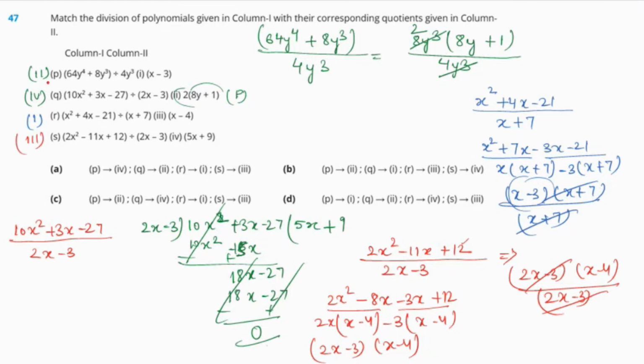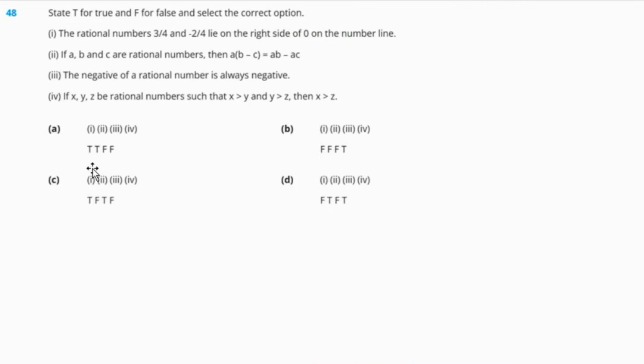So now we are getting second, fourth, first, third. Okay, second, fourth, first, third, which is option C. So option C needs to be the correct answer. Now the next one. We need to state whether the given statements are true or false on the basis of the things given to us.